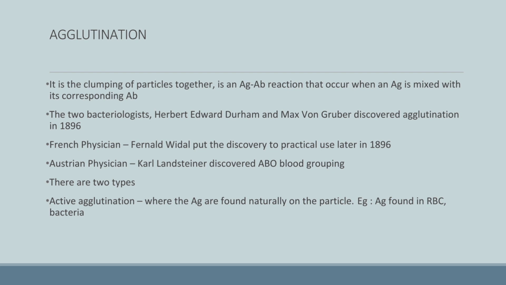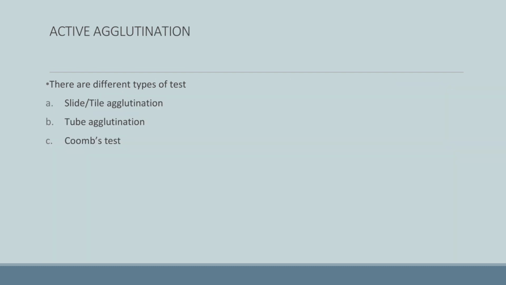Next, agglutination is classified into two types: active agglutination and passive agglutination. Active agglutination is where the antigens are found naturally on the particles, for example antigens found on RBCs and on bacteria. In active agglutination there are different types. Let us see the important tests. The first is slide or tile agglutination, then tube agglutination, then the Coombs test.